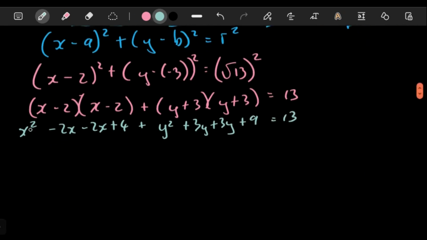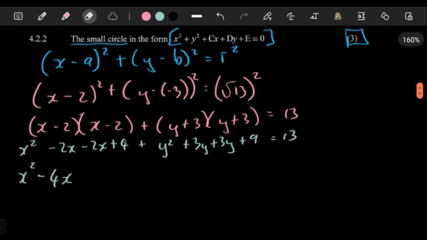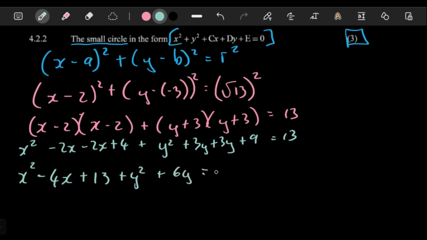Nice. Okay. Like terms, right? Like x squared is nothing. It's lonely. This minus this is going to give you negative 4x. But don't worry about the format, you can do the format stuff later. The 4 plus the 9 is going to give you 13. And then y squared has nothing alike. So 3 plus 3 there is going to give you a 6, equal to 13.